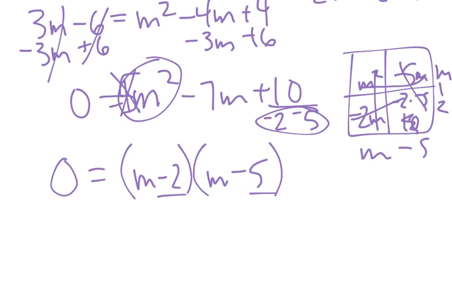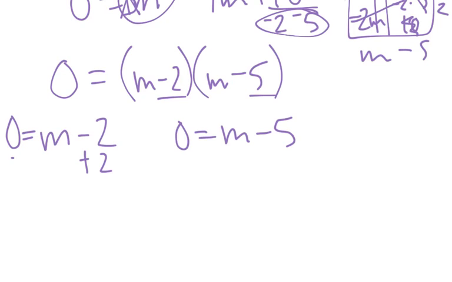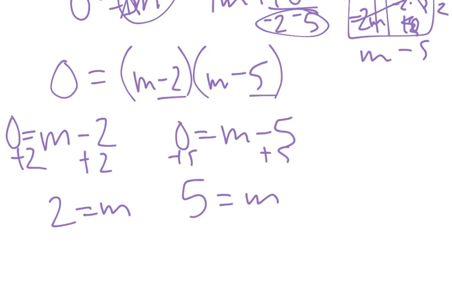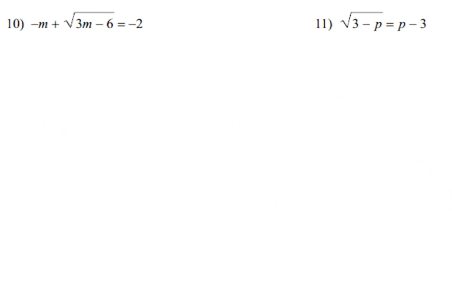So that equals 0, so I set them equal to 0 separately, kind of like we did with the graphing. And we solve. So 2 is m, and 5 is also m. So those are our two possibilities, 2 and 5. So let's write those up there. So 2 and 5. So now we got to double check them. So let's put 2 in there for all the m's and see if it works out.